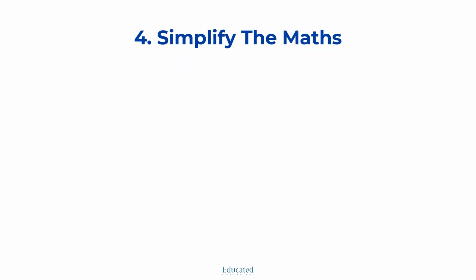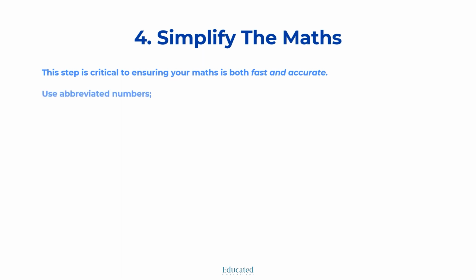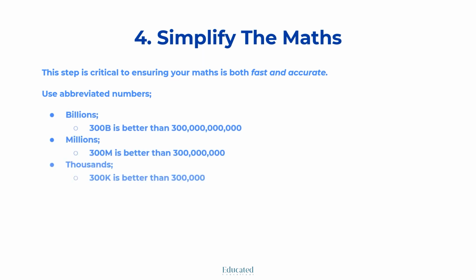Step 4 is to simplify your math by using abbreviated numbers. Abbreviating your numbers will allow you to keep track of large numbers, reducing the possibility that you make a careless error. So, for example, instead of writing 300 billion using 11 zeros, you should display it as 300B. Similarly, if you are writing 300 million, you should display it as 300M rather than with 8 zeros.